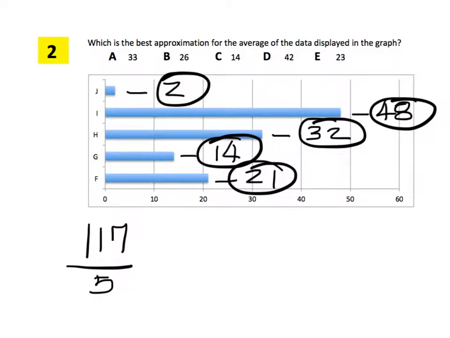Divide that by 5. Well, 5 will go into 100 20 times, 15 3 times, so it at least does that, and then 2/5 would be 0.4. So which one up here is the closest? E.